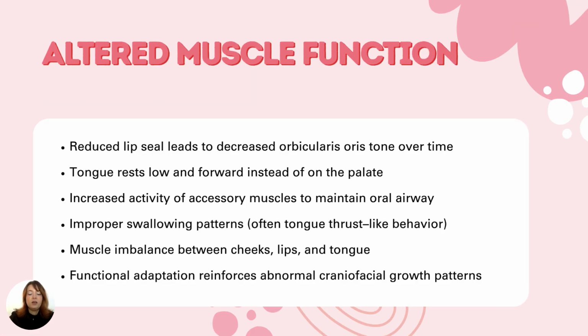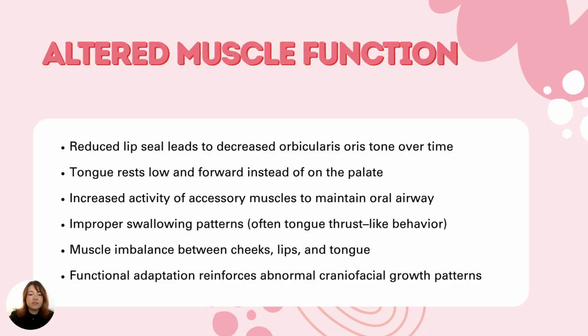So altered muscle function is what happens next. We have mouth breathing, tongue ties, such as those, and if those are not fixed, it leads to altered muscle function. We have reduced lip seals, where your lips are not able to completely close, which leads to decreased orbicularis oris tone over time, which is our lip muscles. The tongue rests low and forward instead of on the palate.